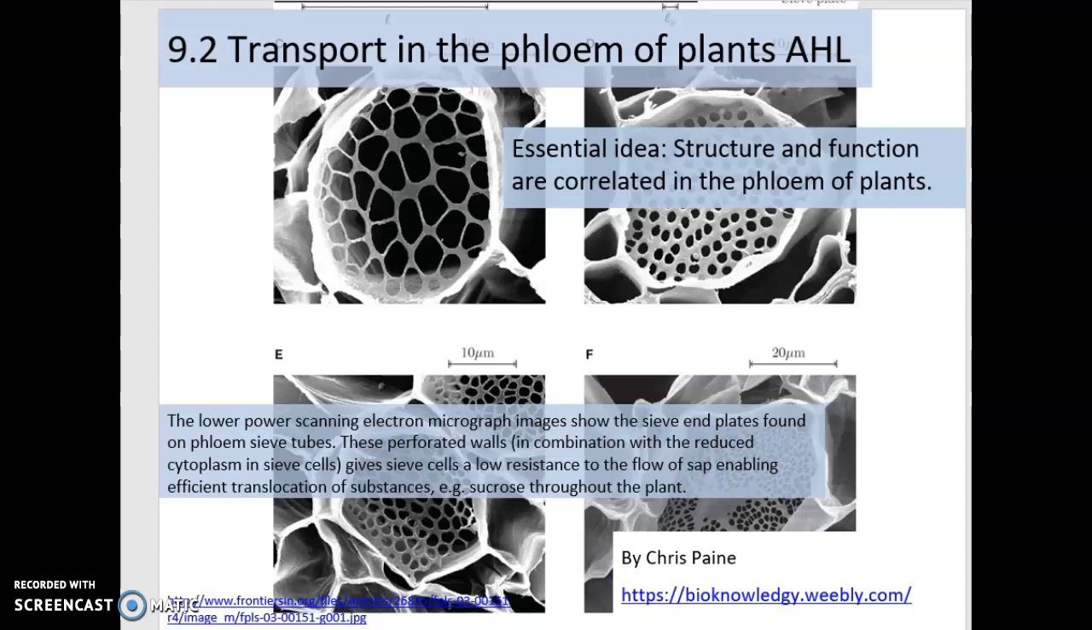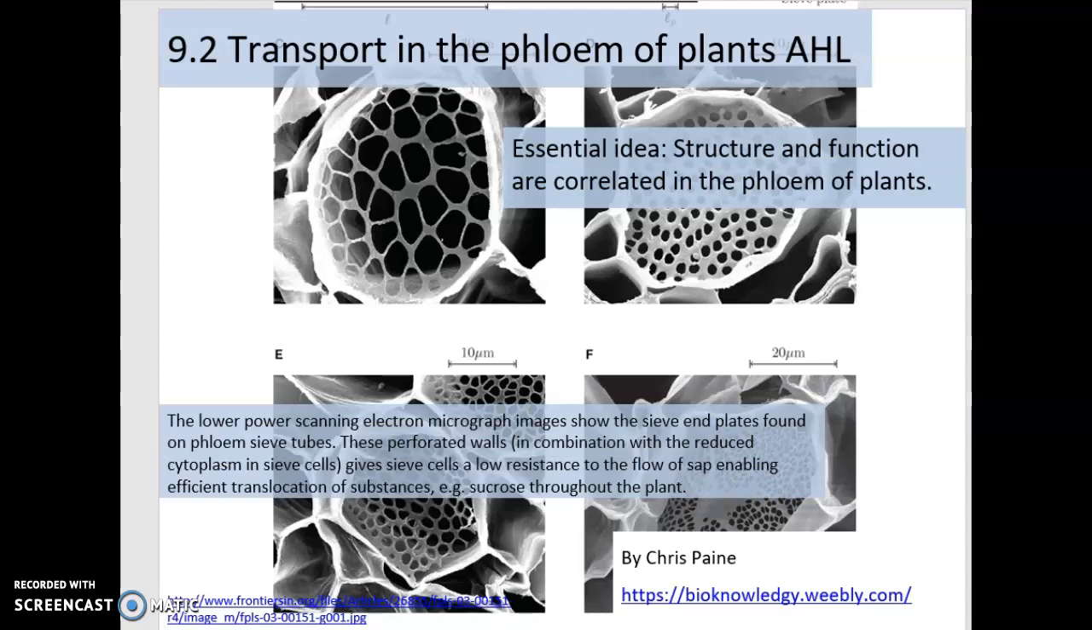So 9.2 is focusing on the transport within phloem vessels, and phloem, like xylem, is very specialized in terms of its structure to be able to perform its function. The electron micrographs here, you can see that they are unusual shapes, and we'll break that down in just a moment.